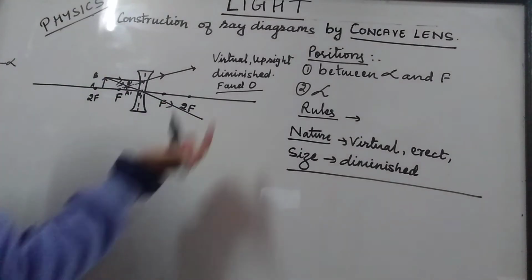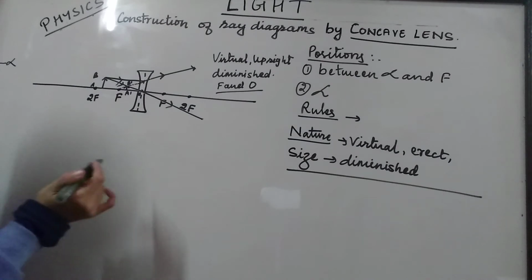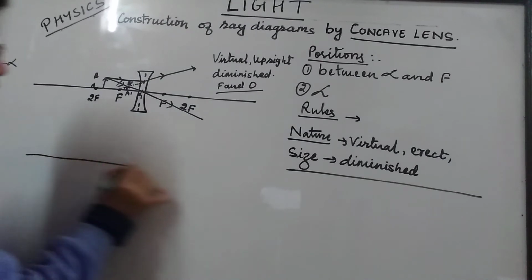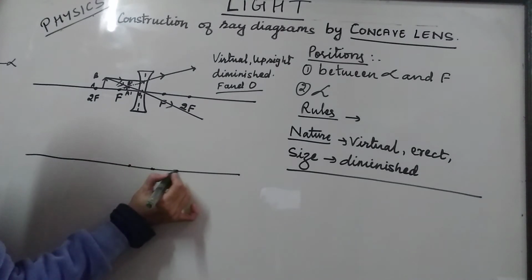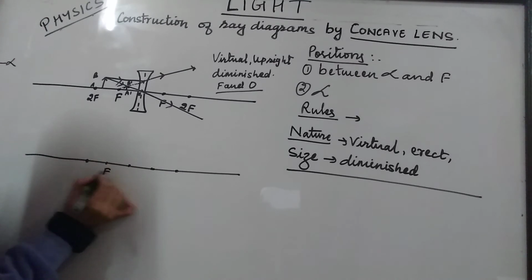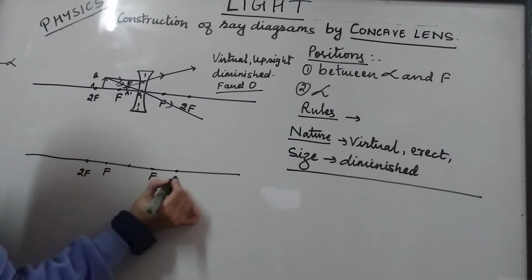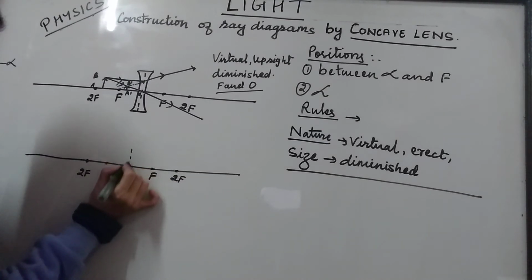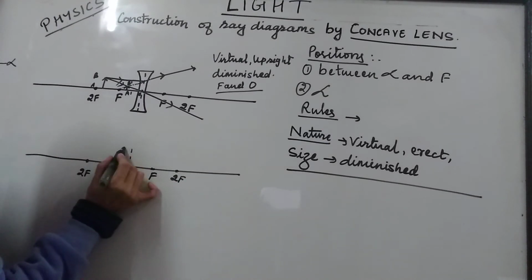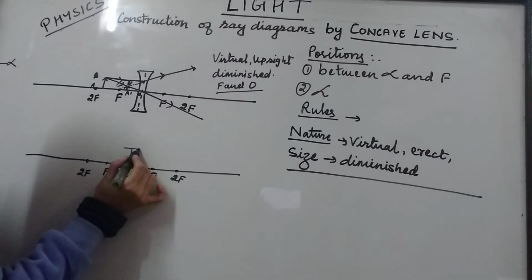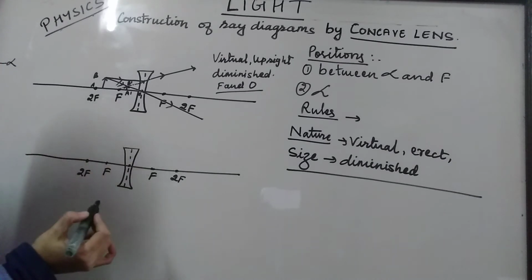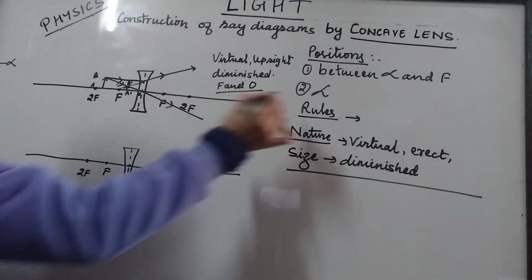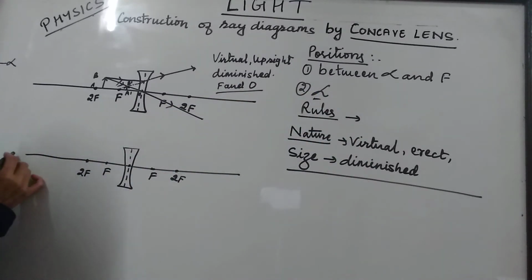Now we'll see the next ray diagram for the object at infinity. This is the principal focus. Take 5 positions over here: 1, 2, 3, 4, 5. This is F, this is 2F, this is F, this is 2F. Then the middle one is the lens position, the concave lens. You have to consider two light rays coming from infinity, because this is infinity distance.